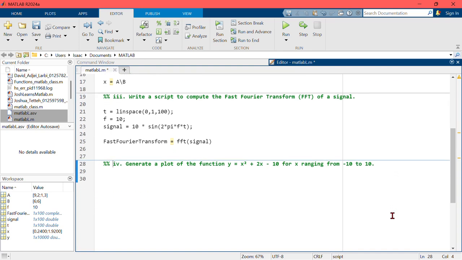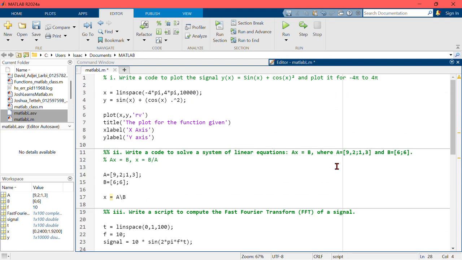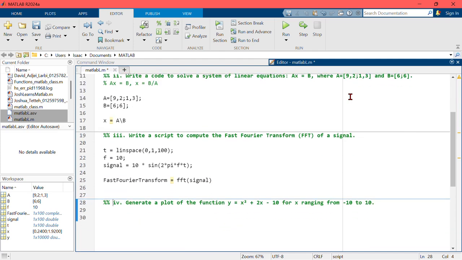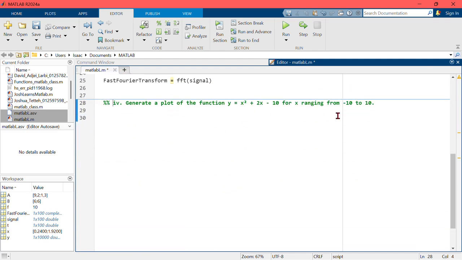Alright, so IV is similar to the first one. They are asking us to plot a graph for this function with these values of x ranging from negative 10 to 10. While in the first one, the question asks us to plot from negative 4 pi to 4 pi. So those two questions are very similar. You have a range of values and an equation to plug them into.